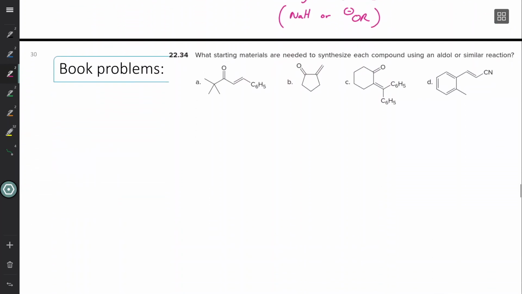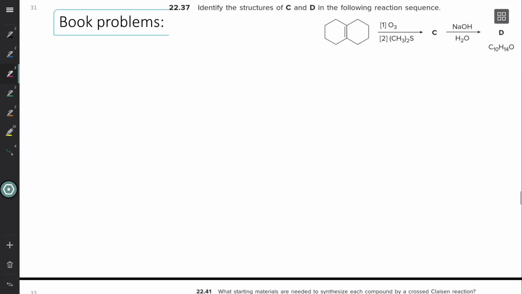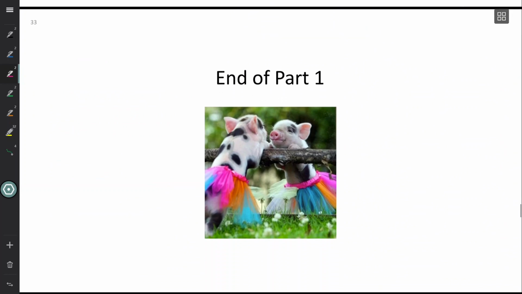Now, these are a few book problems. I'm going to leave you to do those, and we can maybe go over them during our Zoom session. And that is it for part 1 of condensation reactions. We covered aldol, cross and directed aldol, Claisen, same thing as aldol but with esters. We did intramolecular of both of these and combined aldol and Claisen reactions.